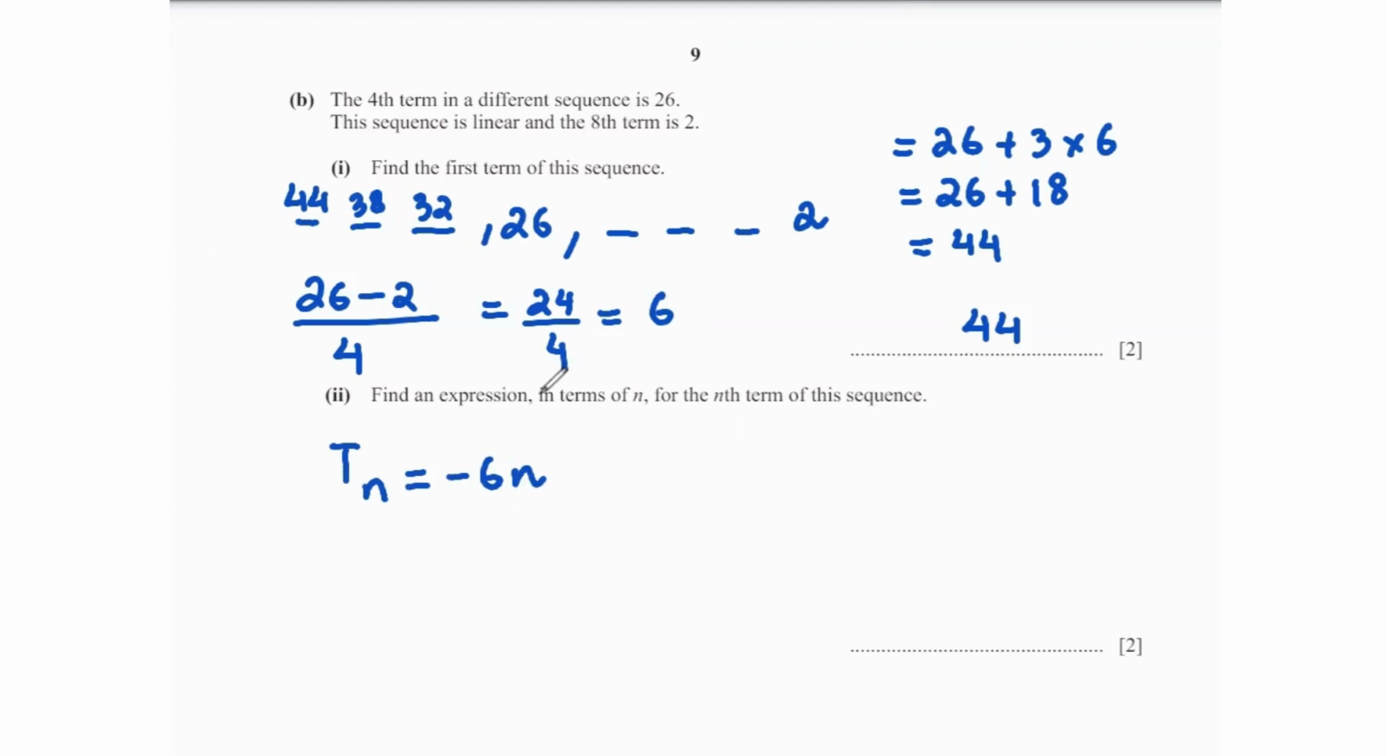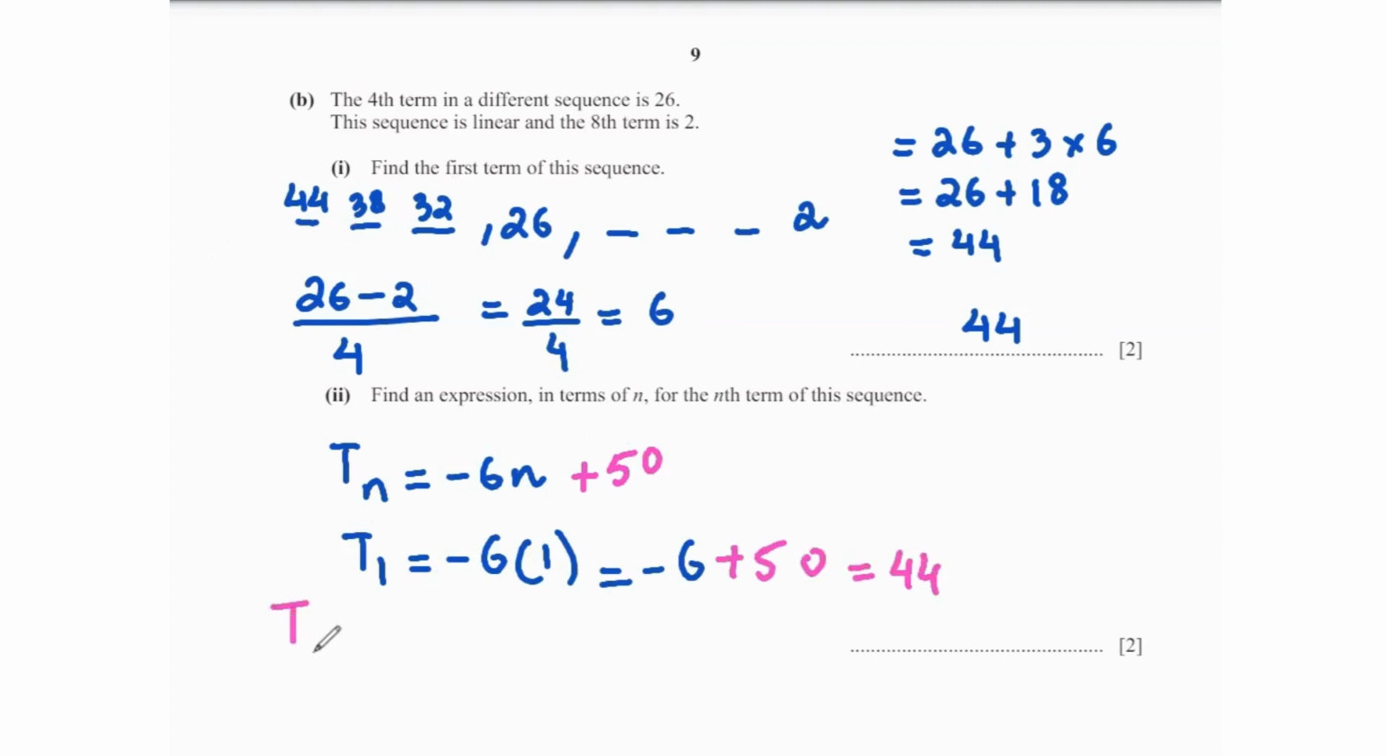And if you try to find the first term with it, t1, that's going to be negative 6 times 1, which equals negative 6. Now, obviously, negative 6 does not equal 44, which means to convert negative 6 into 44, we need to add 50 to this, which will give us 44.